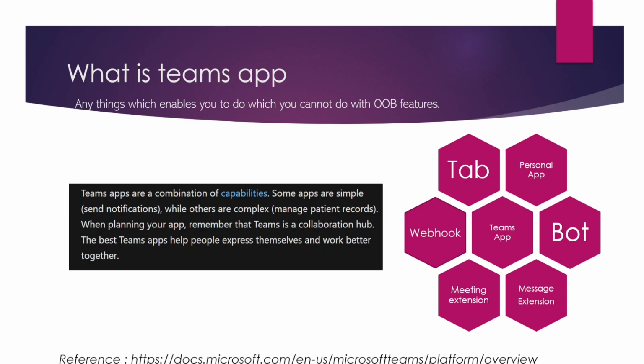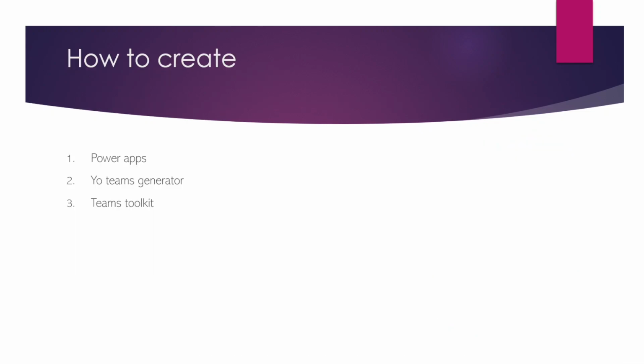But for now, let's proceed to understand how you can create a Teams app. There are 3 different ways you can create a Teams app: using Power Apps, using Yeoman Teams Generator, and the last one is Teams Toolkit. Power Apps is a low-code way of creating Teams apps. With Power Apps, you can build business apps that connect to your business data and are tailored to your organization's need. Yeoman Generator is a code-based way of creating Teams apps. Just like we create SPFx web parts at present using Yeoman Generator, we can also create apps for Teams using Yeoman Generator, but that is called Teams Yeoman Generator.